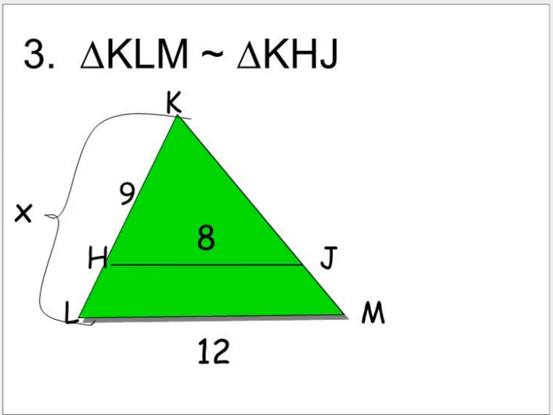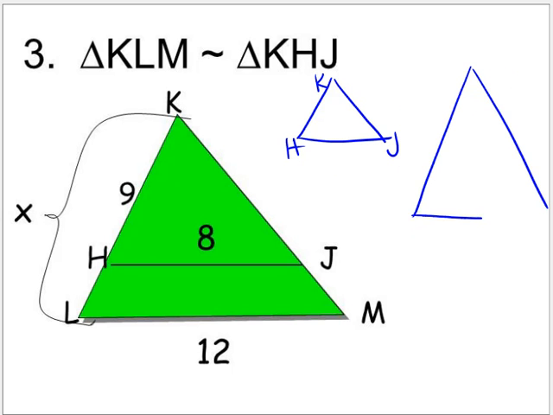Continuing on with section 2.7, I'm going to do one more example with the similar figures. Again, I'm going to need to redraw these triangles. So I have a small triangle, KHJ, and I have a larger triangle of K, L, and M.